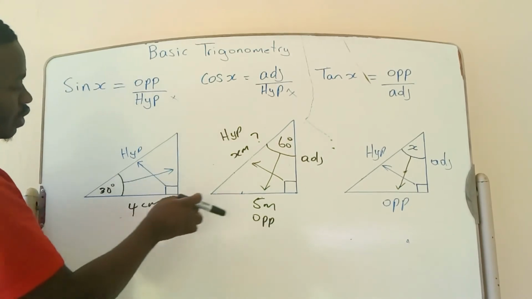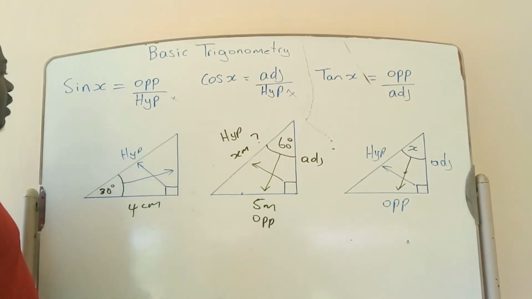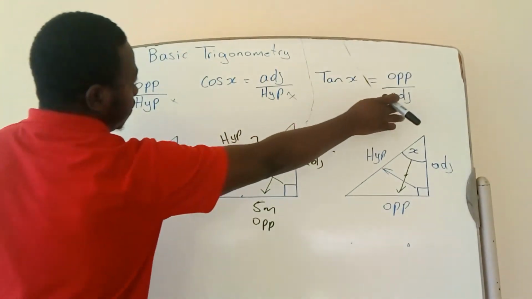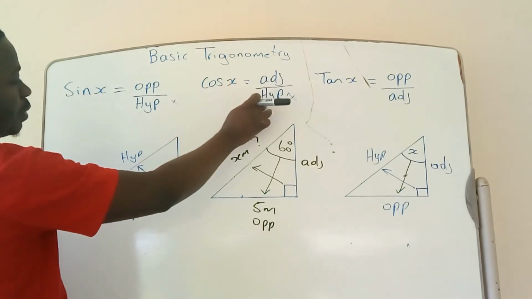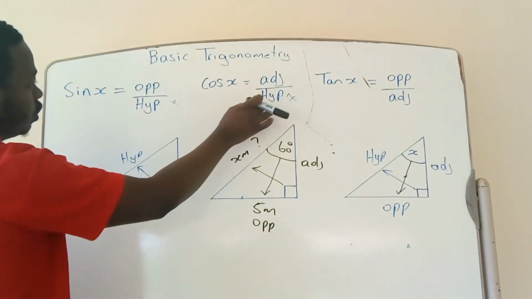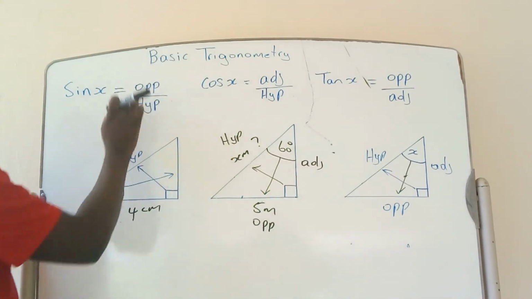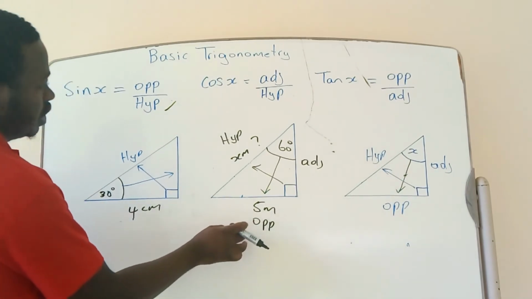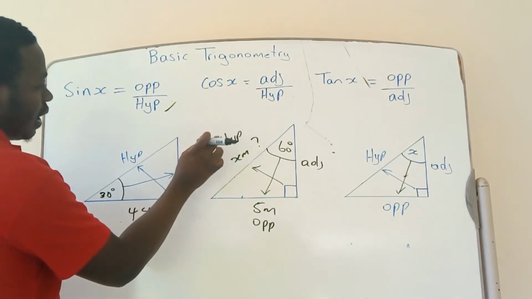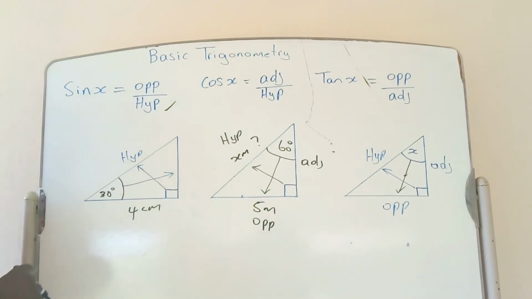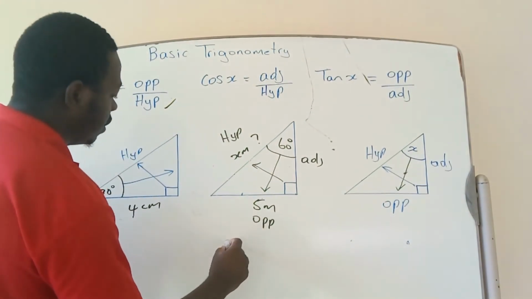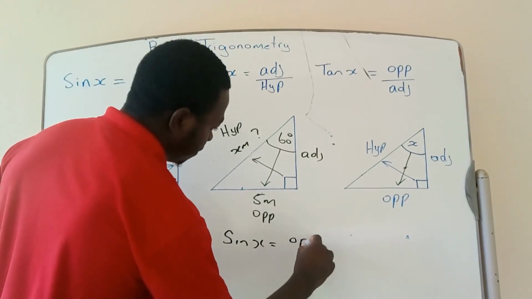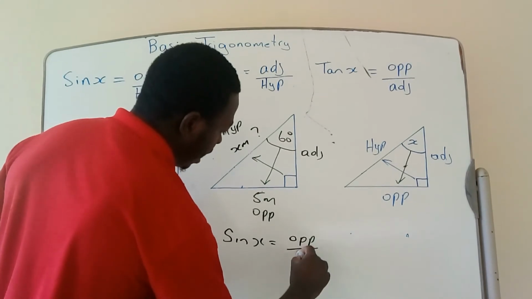Which one of the ratios is opposite and hypotenuse associated with? Let's check opposite and adjacent. No, we don't need this one. Let's check adjacent and hypotenuse. No, we don't need that one. Opposite and hypotenuse, yes, this is the one that we need. Because opposite over hypotenuse is associated with sine of an angle. So therefore you can go ahead and write your formula to say that sine x is equal to opposite over the hypotenuse.